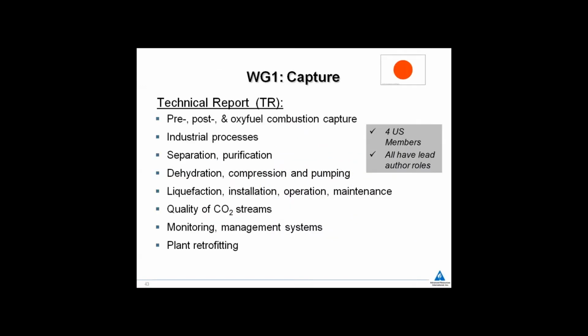Working group 1, as I indicated, is capture. It is chaired by the Japanese. They tend to focus on pre and post oxy-fuel combustion. They're also looking at the industrial processes, separation, purification, all of the process of the CO2 from the flue gas to being pipeline ready, the quality of CO2 streams, monitoring and management systems of the capture, and dealing with plant retrofitting issues. The U.S. has 4 members from our TAG that sit on that committee, and all 4 of those have lead author roles.